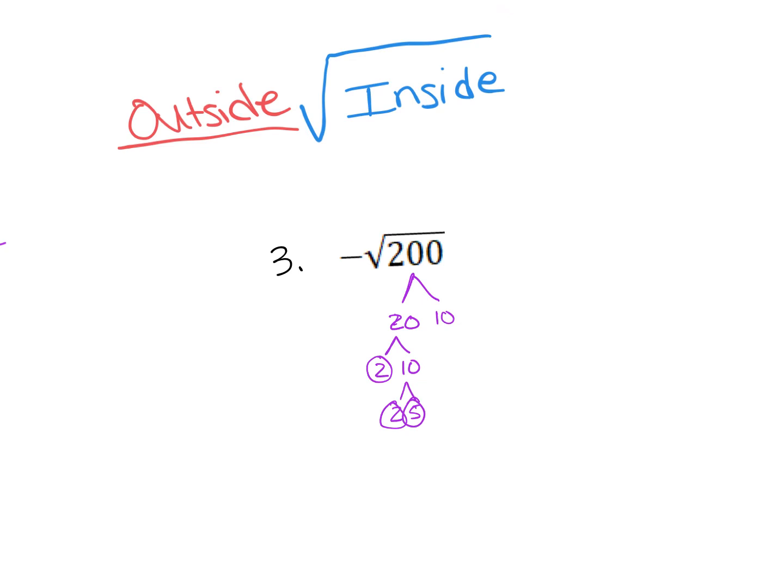Now I need to look at the right side. Can that 10 break down? Oh, well, yeah, we know. 2 and 5. Okay, so now I've got to look for my pairs. Does this 2 here have a pair? Oh, yep, it has a 2 right here. Cool. Solid. I'm going to write it outside of my radical sign.